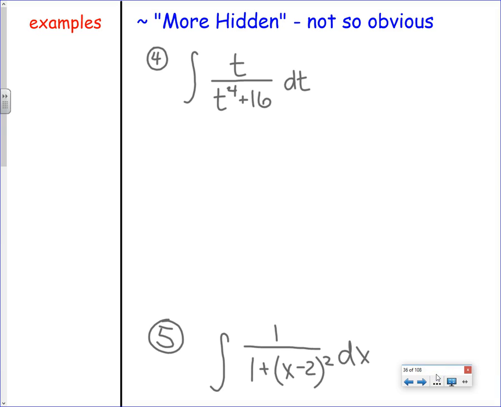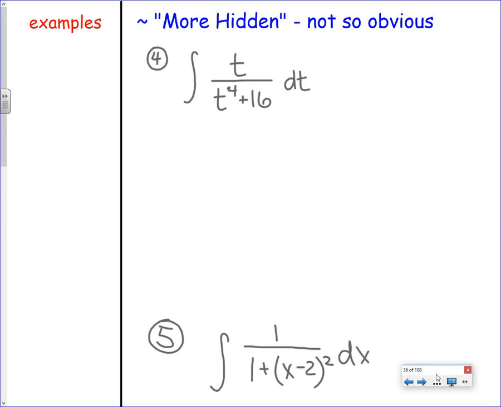Let's go a little more hidden. As you write it, I want you to think, if I made the entire denominator u, 2 to the 4th plus 16, if that whole thing was u. Careful, these ones are more hidden, they're a little bit harder. Let's get them done.